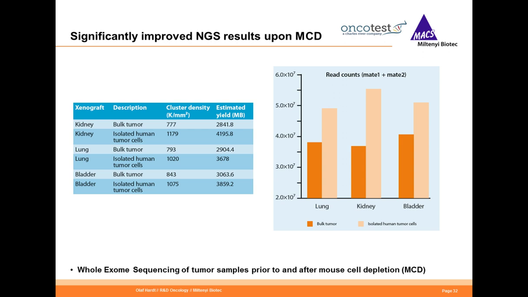generation sequencing, as you see here, because we wanted to evaluate the debris removal step in this respect, and did it in collaboration with Charles River on 3 different kinds of xenografts: lung, kidney, and bladder cancer xenografts. And what you can see here is really that you get a significant improvement of your sequencing results. So higher cluster density, higher yield, and therefore also higher read counts. So you really improve the data because you start with a really higher quality sample in the beginning.